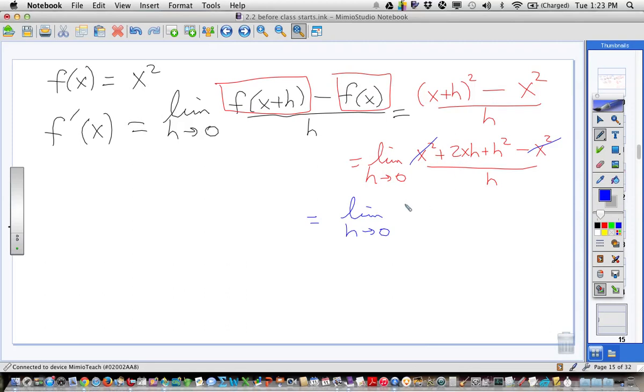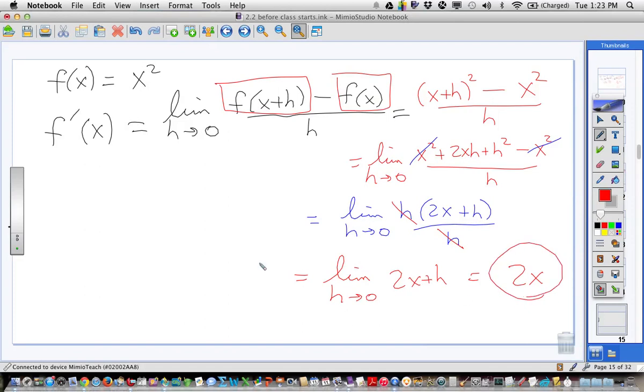Now I can take out an h. We get 2x plus h over h. The h's cancel, which is awesome because now I can put a 0 in for h, right? And that gives me 2x. So what I just learned is that if I have f equals x squared, f prime is 2x.